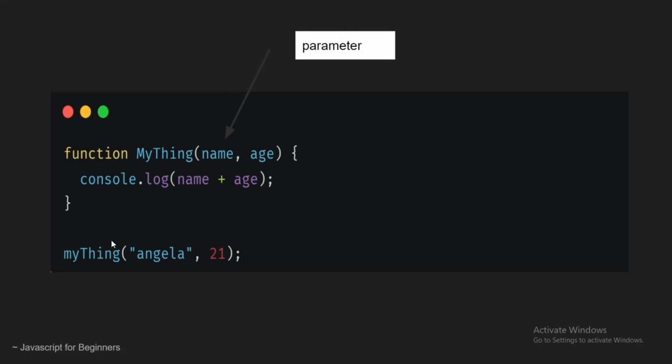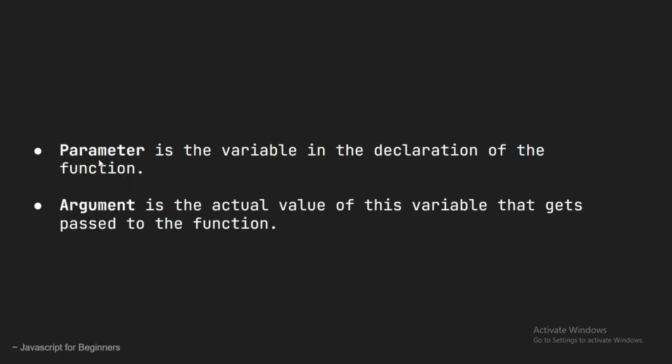Then you will see I am calling the function by this, and I am adding the arguments. So these things right over here, Angela and 21, these are called your arguments, right? If I run this command, it will essentially show me Angela plus 21, right? So a parameter is a variable in the declaration of a function, and your argument is an actual value of this variable that gets passed to a function.